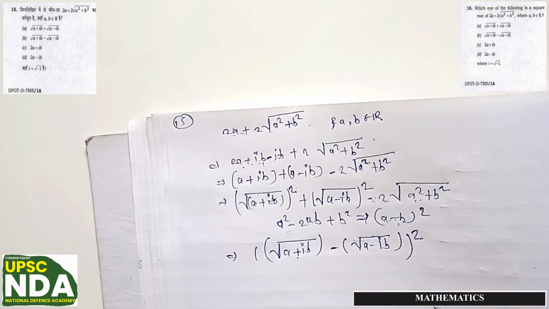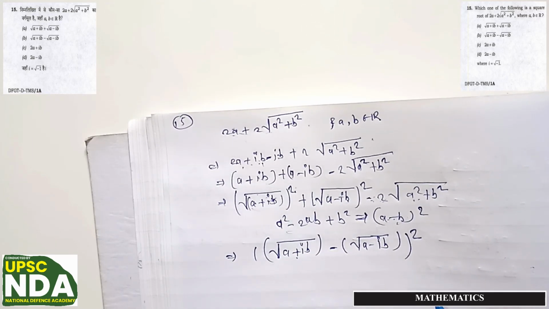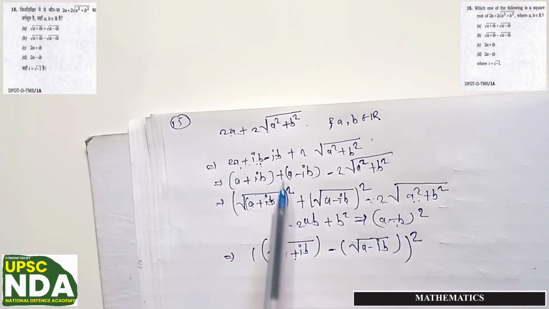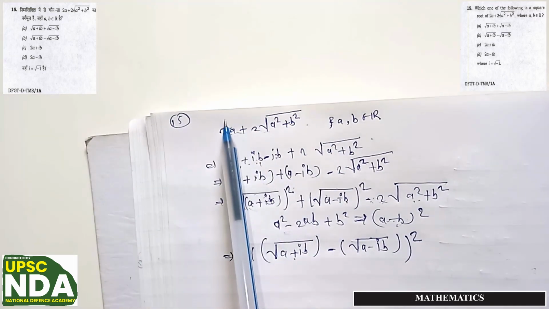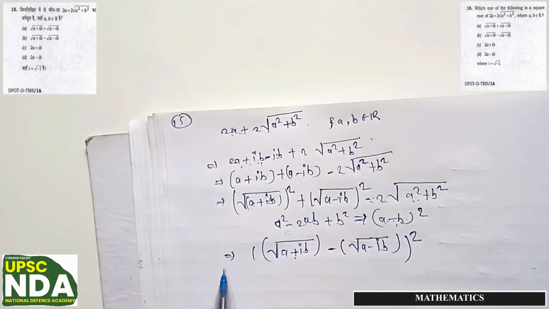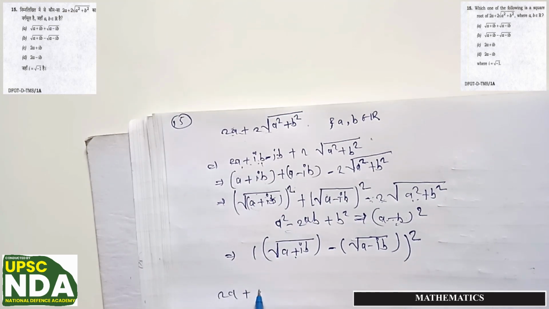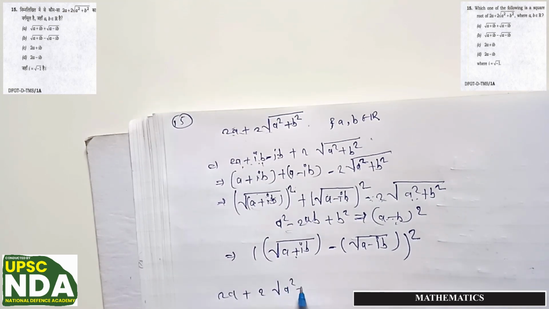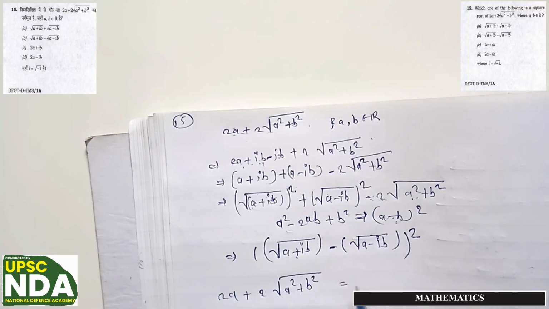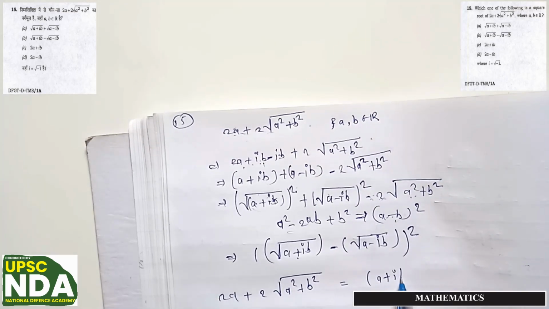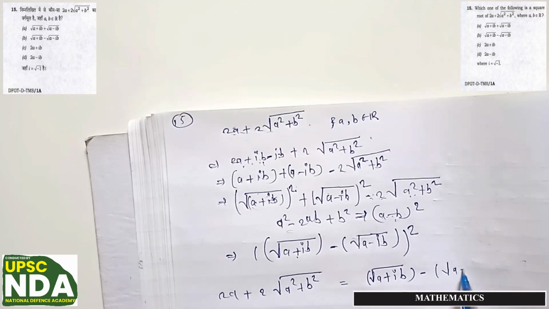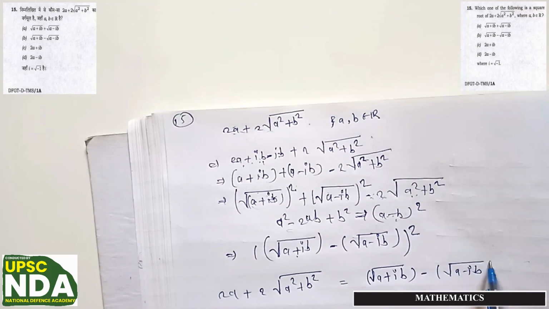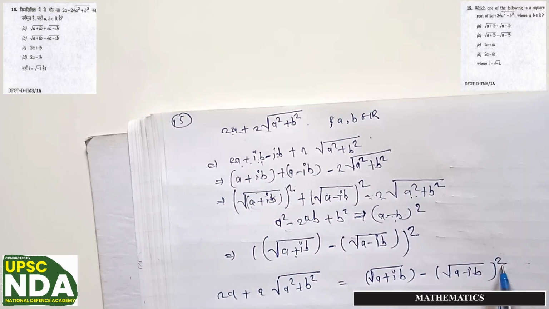Don't get confused, we just have to apply the square formula. That means we want the square root for this term. What is the value for the square root of this term? So the square root of 2a plus 2 times square root of a square plus b square, I found the value as the square root of a plus ib minus the square root of a minus ib, bracket square.